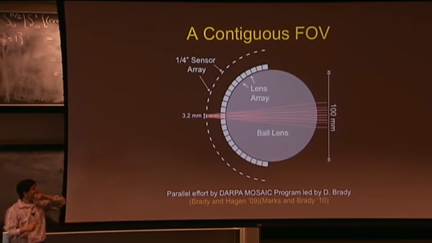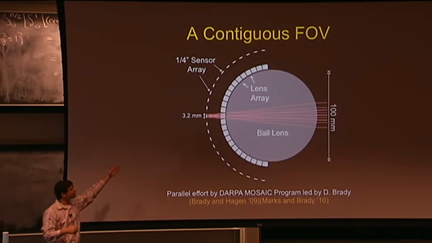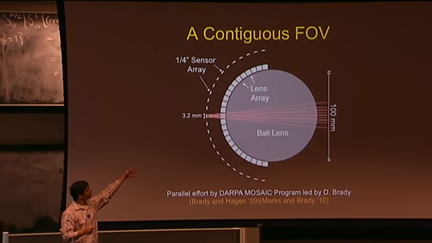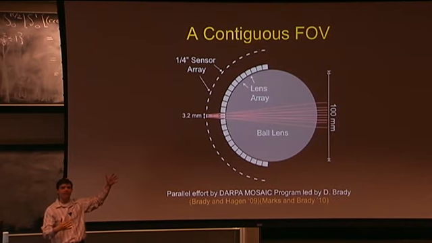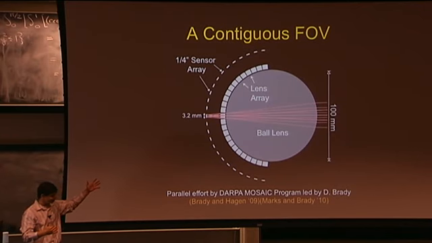Another way, which we show here, is that you couple each sensor with a secondary lens that slightly adjusts the field of view so that you create overlapping fields of view between adjacent sensors, and you create a fully contiguous view across the entire system.